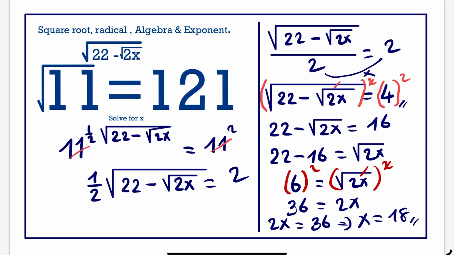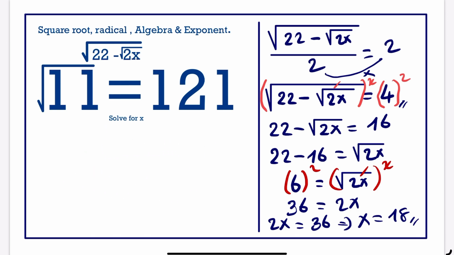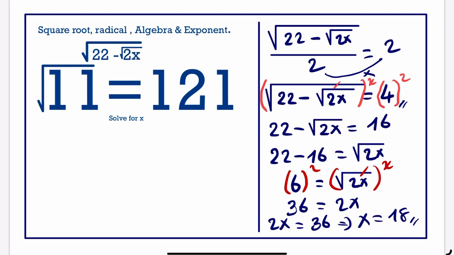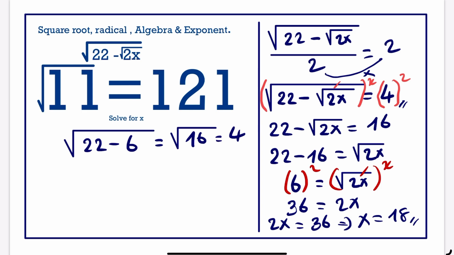Okay, so we can now check our answer to make sure that it's correct. x is 18. So if we bring 18 here, we are going to have 2 times 18, which is 36. The square root of 36 is 6. So we'll have 22 minus 6. 22 minus 6 is the same as 16. And the square root of 16 is 4. So it means all of these will give us 4.